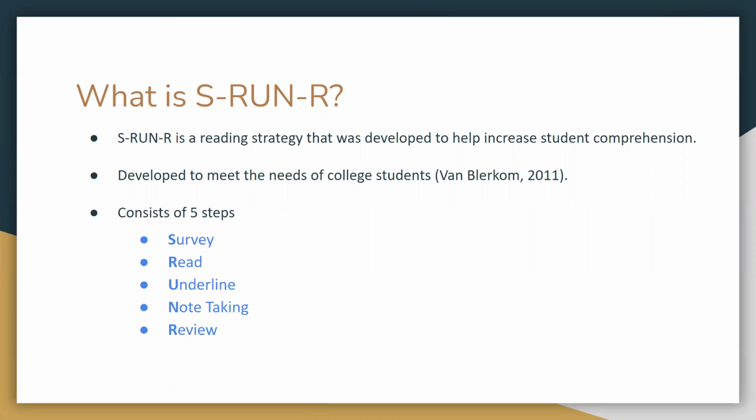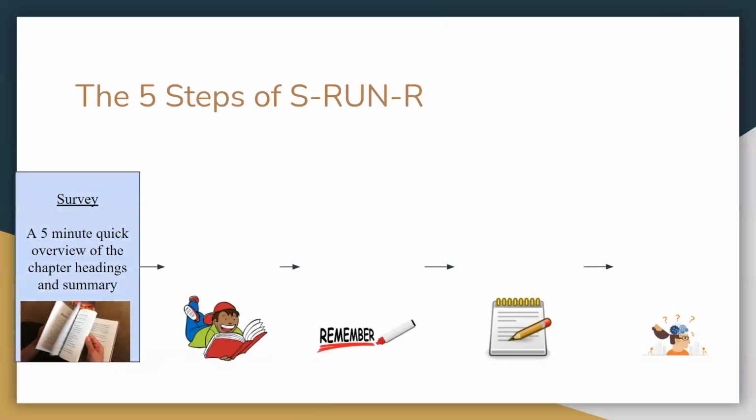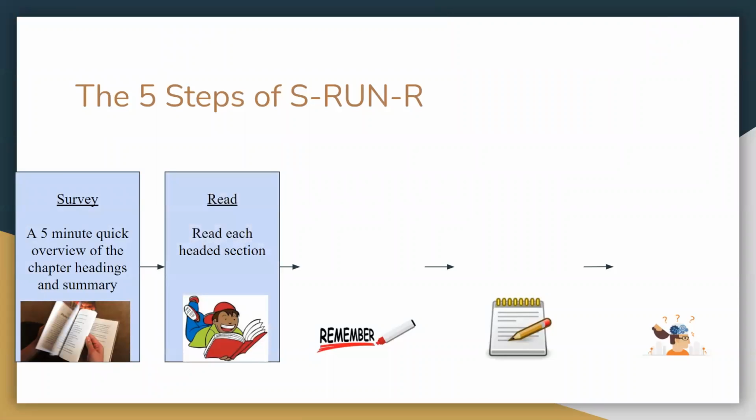SQ3R is great for more difficult texts because of the intense amount of repetition, and it consists of 5 steps: surveying, reading, underlining, note-taking, and reviewing. To get a little more into detail about the 5 steps, the first thing you do is survey. This is a really quick overview of the chapter headings and the end of chapter summary. It should take no more than 5 minutes, and it's really just to give you a brief overview about what the article is about. You then move on to reading.